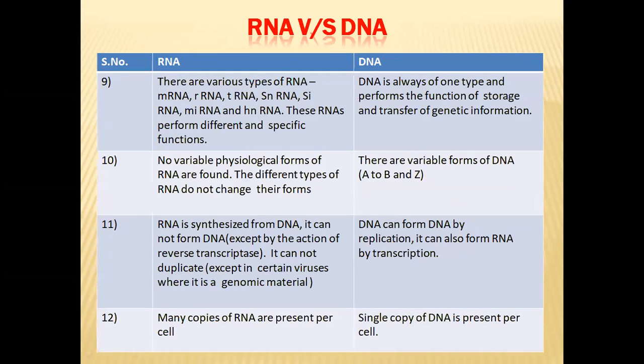Coming to different types, DNA is a single type. No different types of DNA are present in any organism. But in RNA, several types are present, like mRNA, messenger RNA, rRNA, ribosomal RNA, tRNA, transfer RNA, snRNA, siRNA, miRNA, hnRNA. Like this, several types of RNA are present in almost all types of cells.